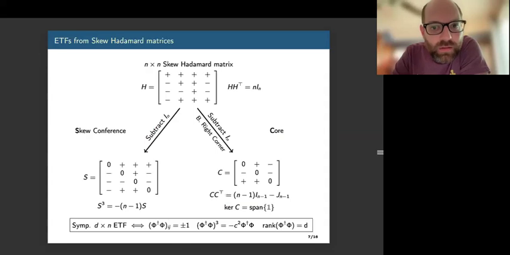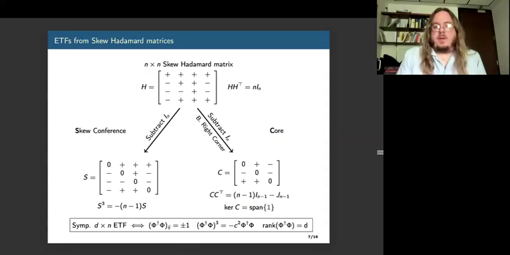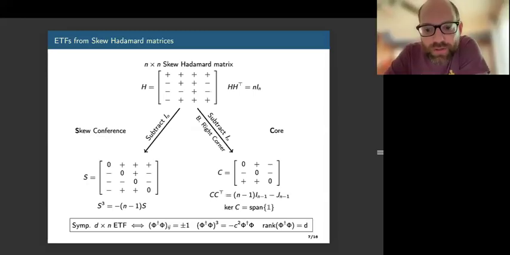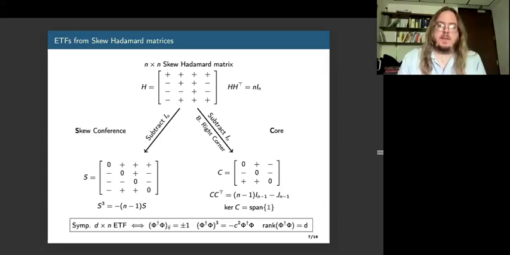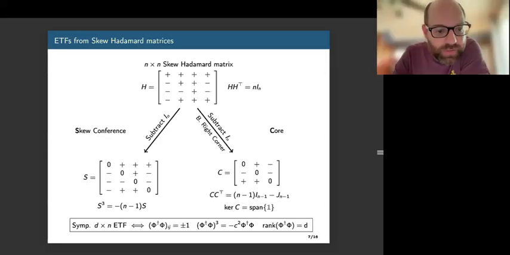Yeah, so I swept that under the rug. But yeah, okay. That's right. This is the core of a normalized Skew Hadamard matrix. And that's how you end up with that J_{n-1} when you do the transpose. Yes. That's where that comes from. Okay, yep. Cool. Thanks. I just wanted to clarify.